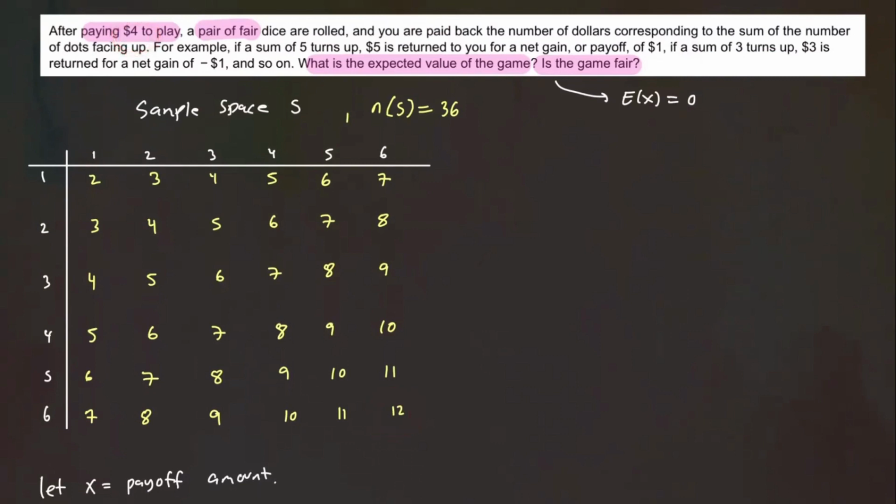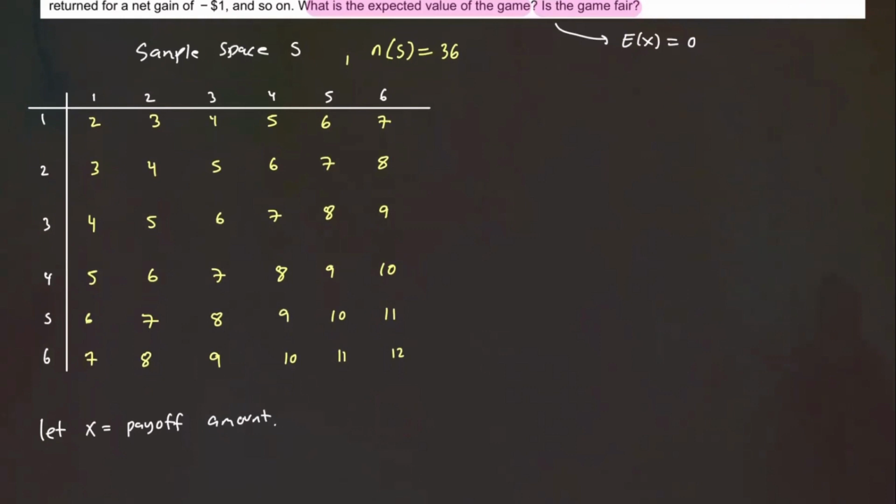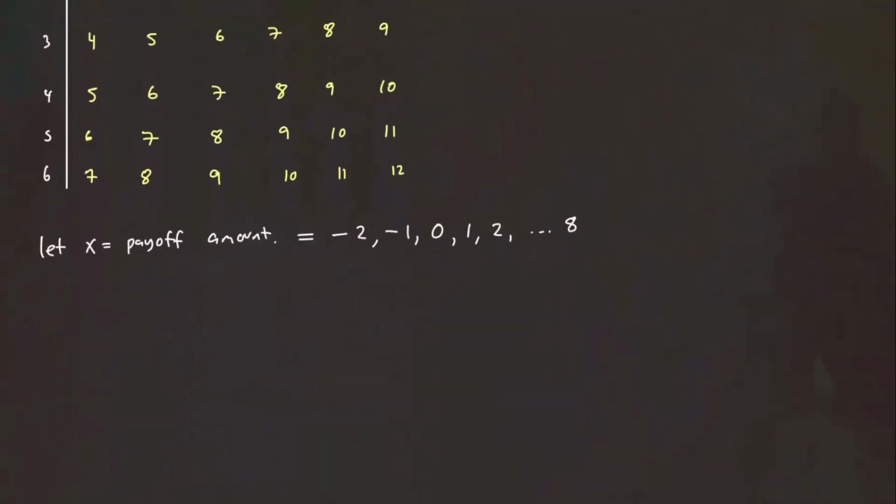So that means x can take values of -2, -1, or 0, meaning you roll an outcome where the sum is a 4. You get $4 back, net gain of $0. So hopefully you get the idea of what the values of x are, all the way up to 8. 8 will indicate that the sum is a 12. I hope you understand this. Let me create the distribution now.